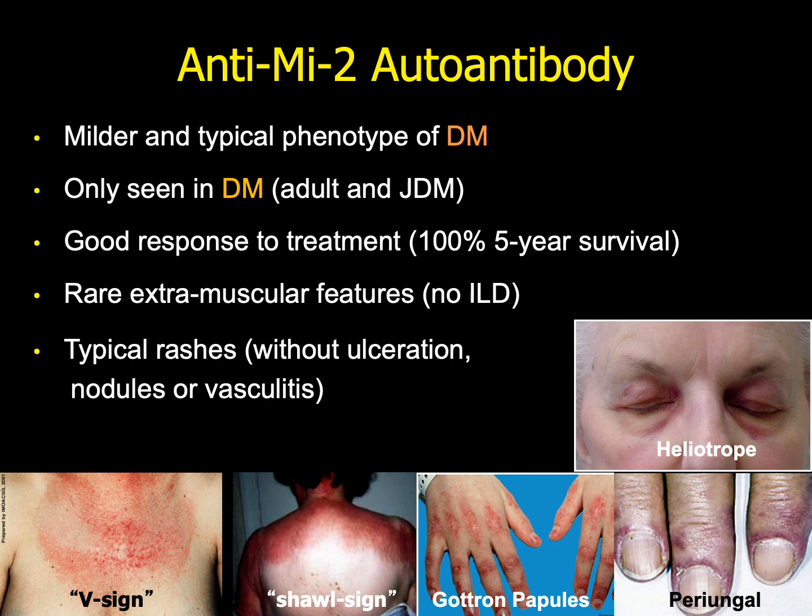They commonly would have Gottron's papules or heliotrope rash, shawl sign, or V rash on the chest, and periungual redness or redness around the nail fold. Having this autoantibody basically means it's generally a good prognosis. That means these patients are going to do very well in the outcome, and this disease can easily be controlled by generally the first line medications that we give for dermatomyositis.